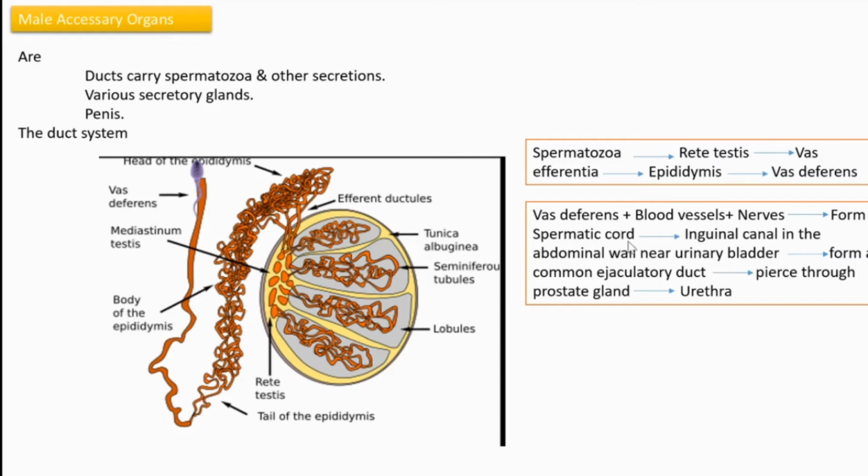Clear? And these two cords unite to form an ejaculatory duct. Then that ejaculatory duct pierces through the prostate gland and enters the urethra that is present inside the penis. With the help of a video later in the section, I will explain it once more. That time it will be very much clear to you.